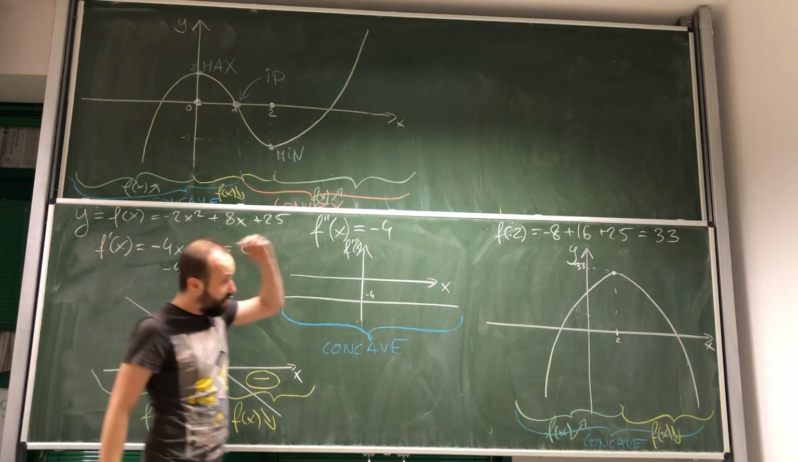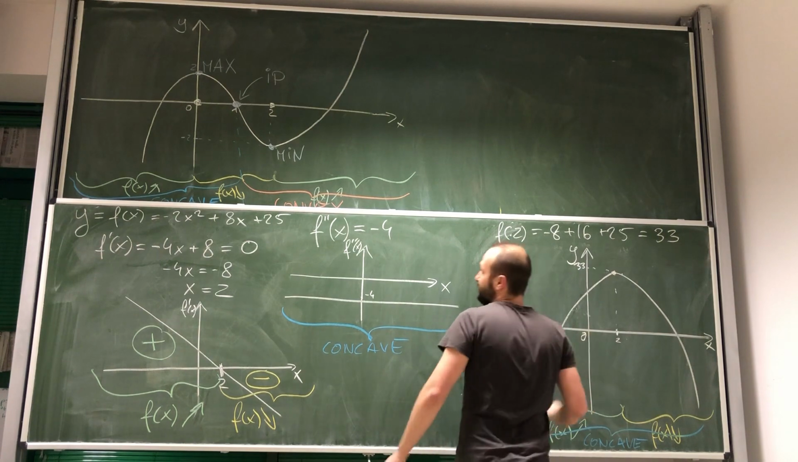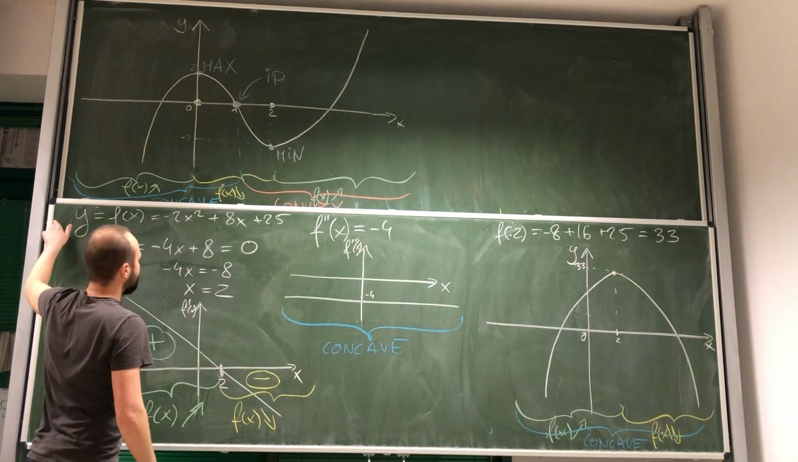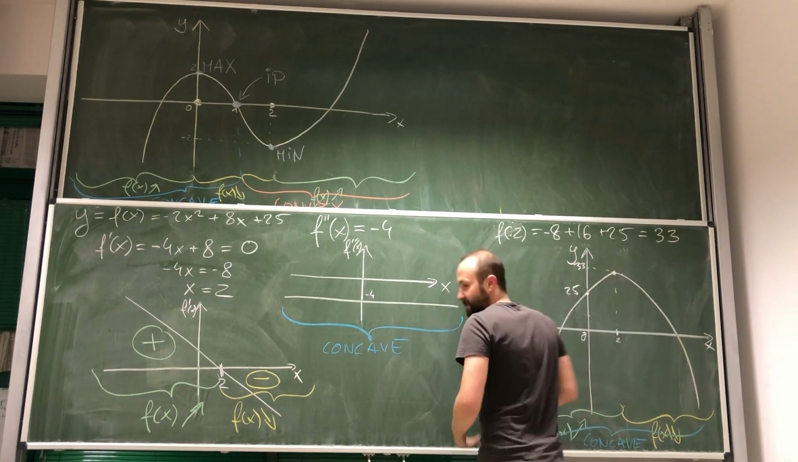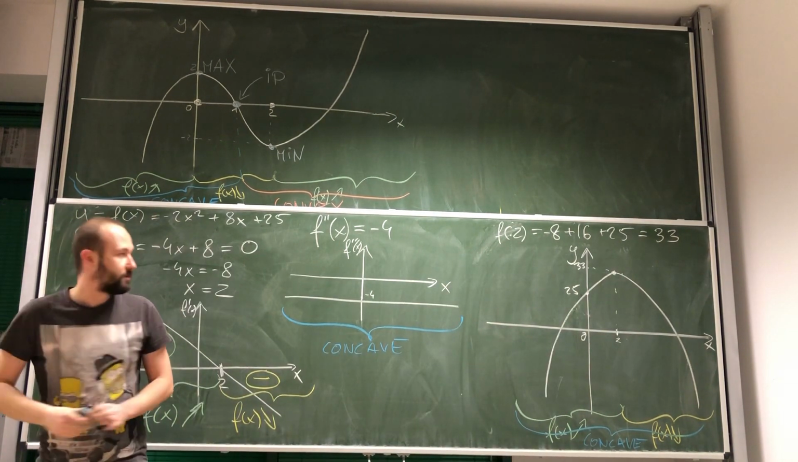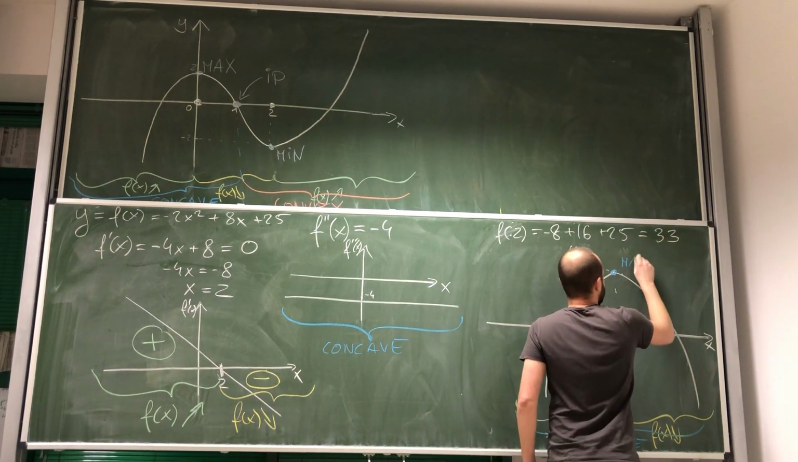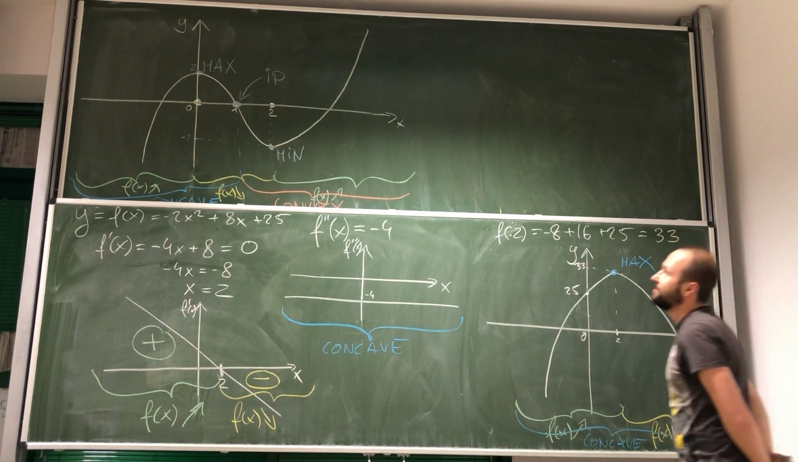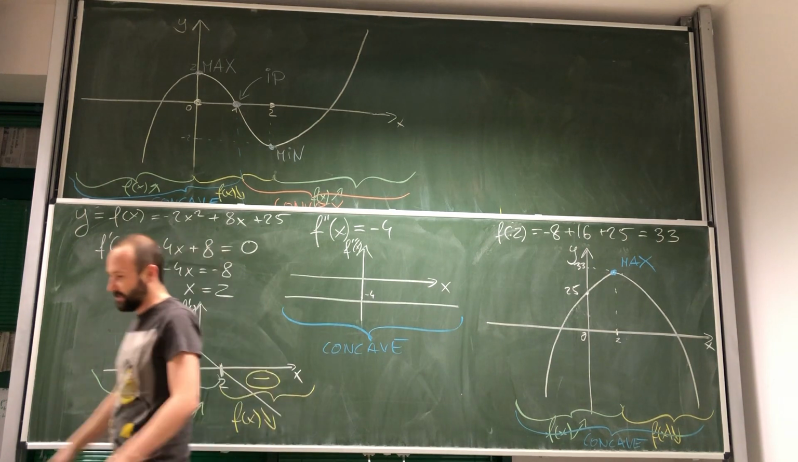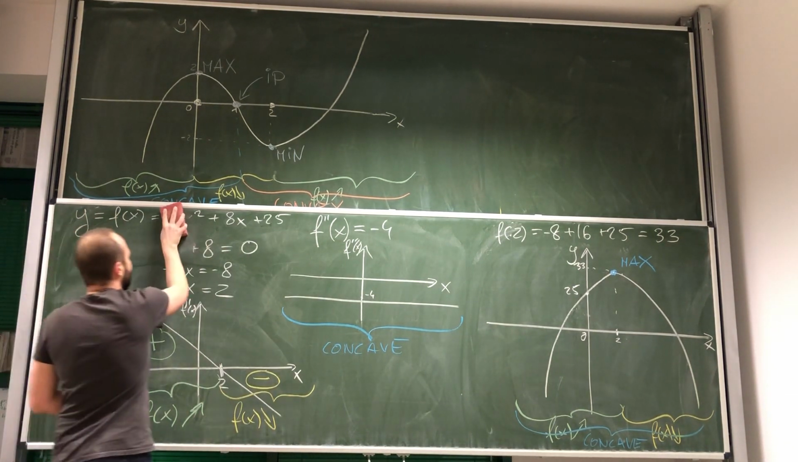Now, how much do we have here? Well, if x is equal to 0, then y is equal to 25. And here, this point at the top is a maximum. Okay, that one was actually way easier. Now let's get back to a case that is slightly more involved.